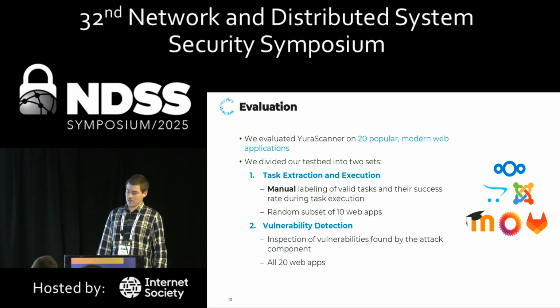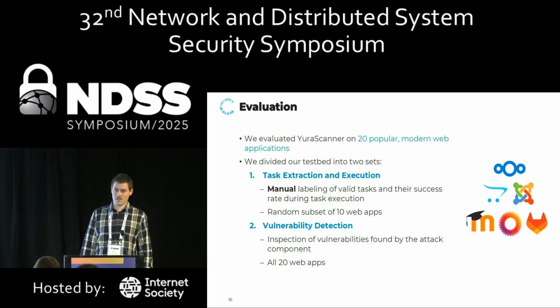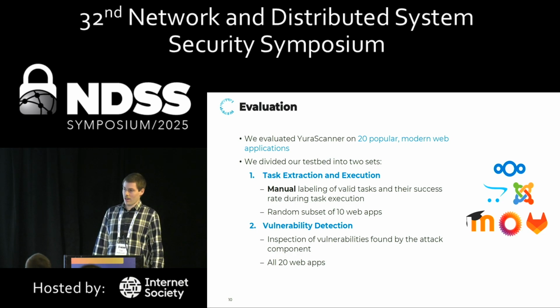In the second set, we looked at any vulnerabilities that were found by YuraScanner and its automated attack component. And since this only involved manual effort for a reasonable number of vulnerabilities, we could perform this for all 20 web apps.